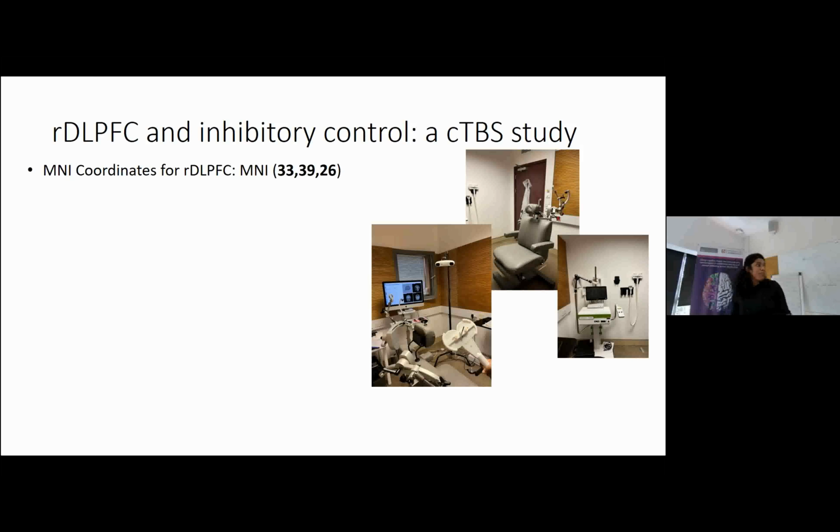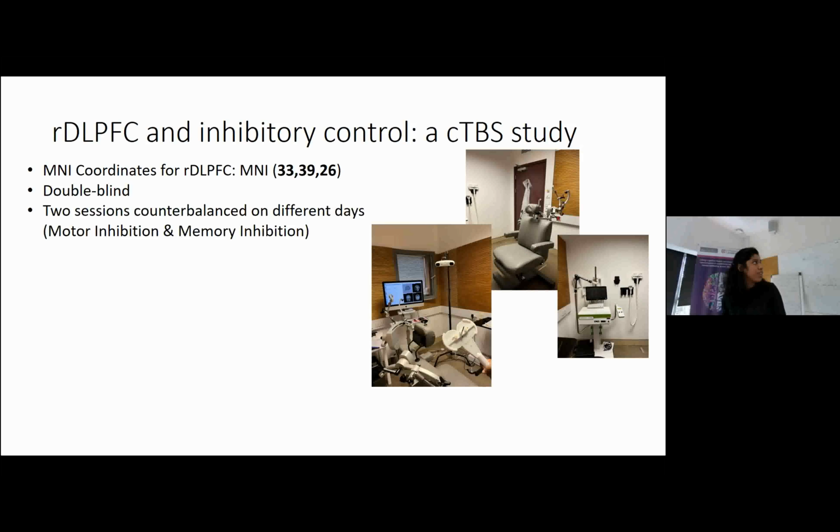And so we did think a lot about the good practices that I listed above, but we couldn't follow all of them. For instance, we don't have a functional localizer, so we ended up using MNI coordinates from the meta-analysis. So we used this set of coordinates for the DLPFC. And we did have a double-blind design though, which was good. And we had 2 sessions counterbalanced on different days.